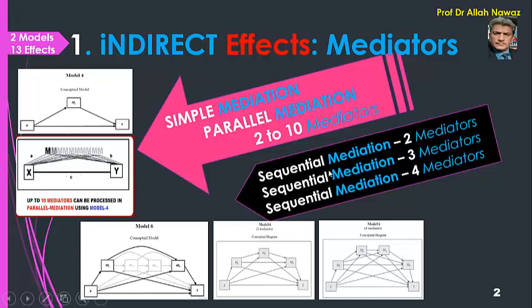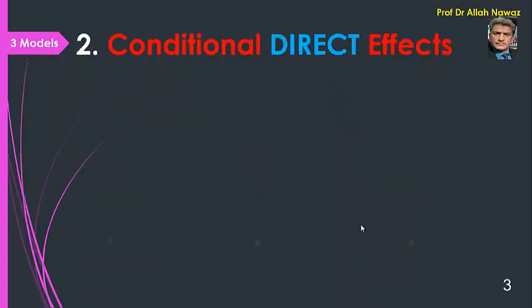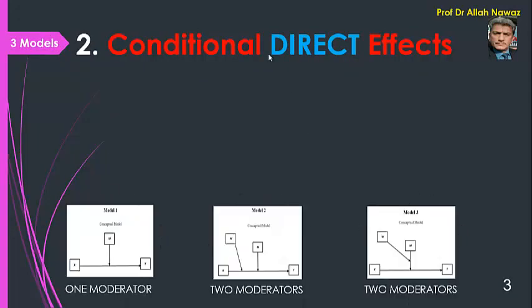In sequential mediation, whatever is the number of mediators from 1 to 2 or 3 or 4, the maximum is 4. The interaction between these 4 mediators is also computed and included in the effects of X on Y, the indirect effects of X on Y. The second category is conditional direct effects. As we can see, direct effects means the relationship of X and Y.